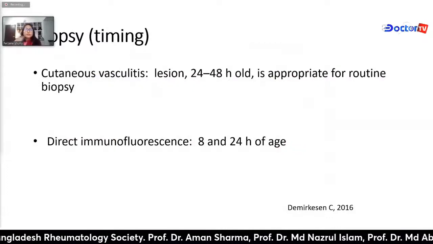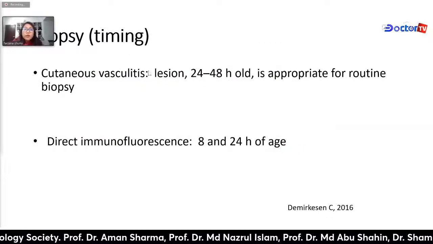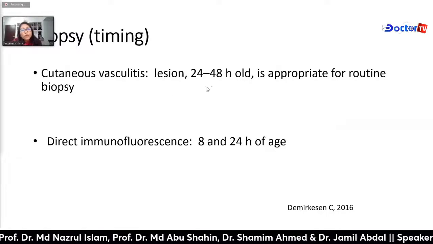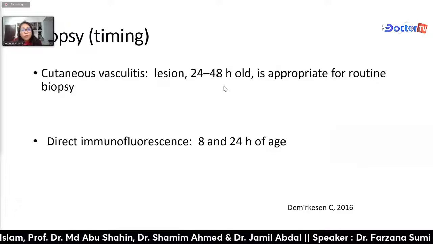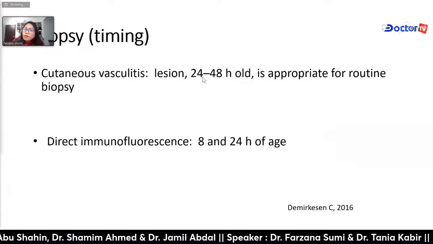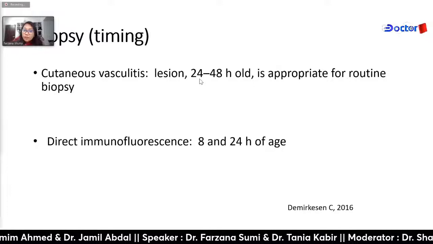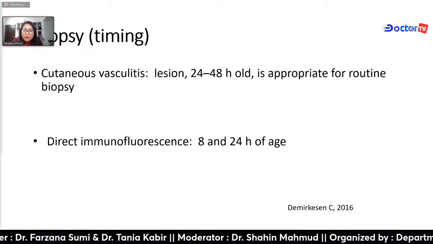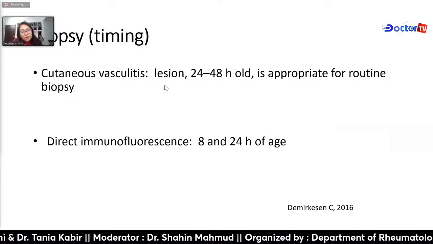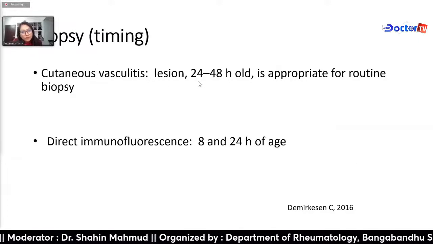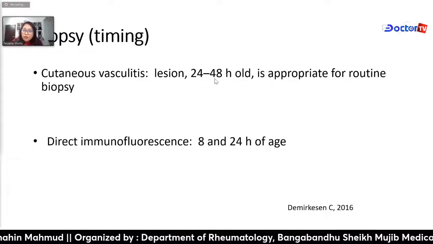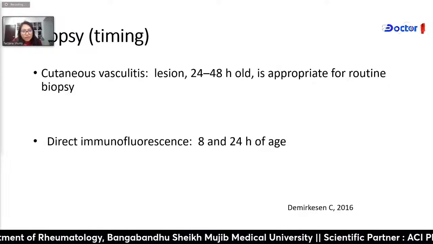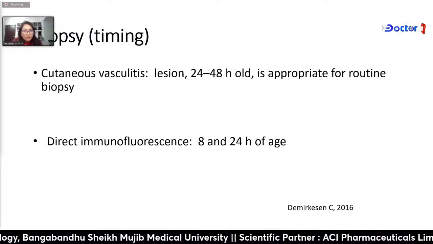So what is the timing of the biopsy? This is very important because in cutaneous vasculitis, we have to take the biopsy when the lesion is 24 to 48 hours old, which is the most appropriate time for a routine biopsy. Why not before 24 hours? Because if we take a biopsy before 24 hours, we will not get fibrinoid necrosis, which is a very important histopathological feature. I will show you the histopathological features later. And if we take it after 48 hours, neutrophils are usually replaced by lymphocytes, so we will not get the typical features of neutrophilic or leukocytoclastic vasculitis.